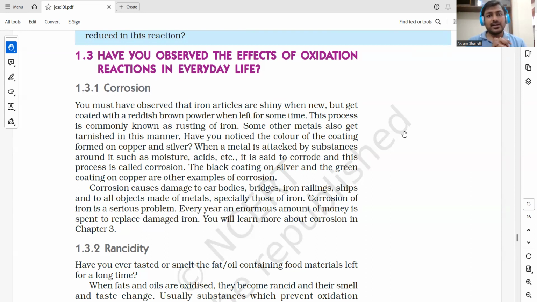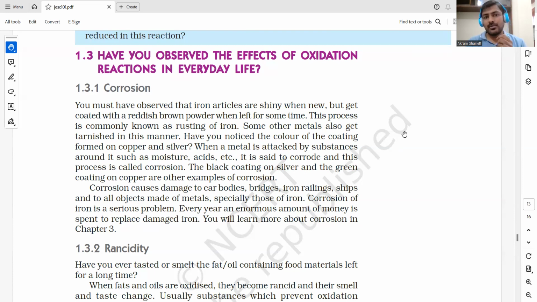When a metal is attacked by substances around it, such as moisture or acids, it is said to corrode. So moisture, water in air, is going to affect the metals. Acids are going to affect the metals. Then oxygen is going to affect the metals. For example, black coating on silver is corrosion. Green coating on copper is corrosion.